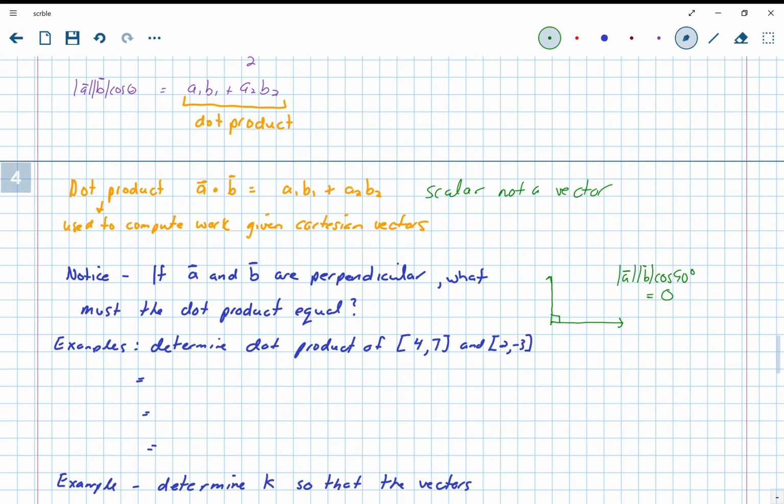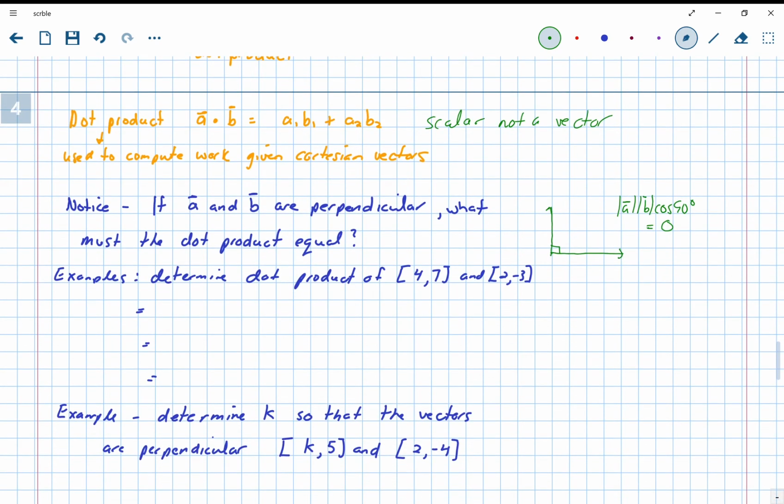All right. So, example, determine the dot product of these two vectors. So the dot product is simply you multiply the x coordinates plus you multiply the y coordinates together, and we get 8 plus negative 21, which equals negative 13.